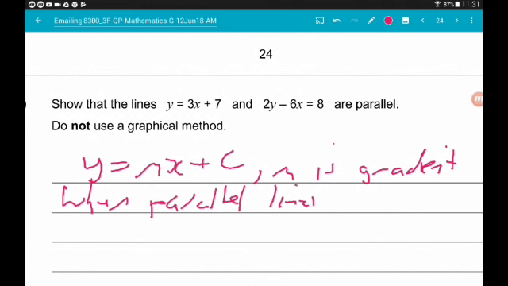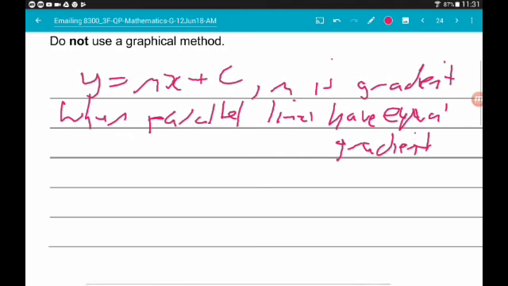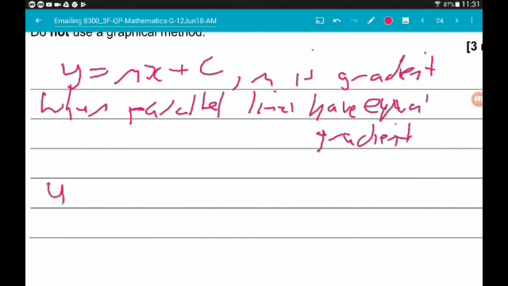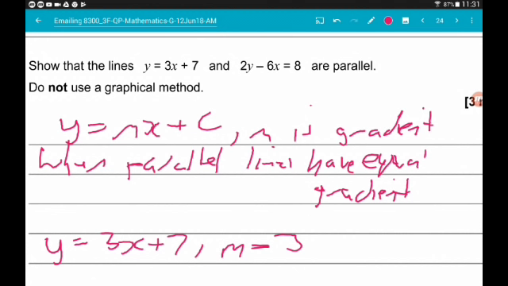So, when parallel, lines have equal gradient. So, y equals 3x add 7 has a gradient of 3. So that's no problem. What we need to do is rearrange the second guy into the form y equals mx plus c. We can't read the gradient of it unless it's in that form.